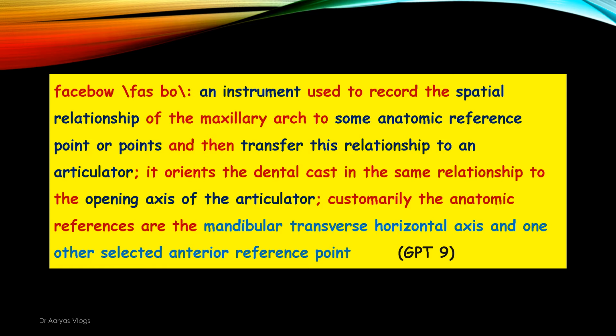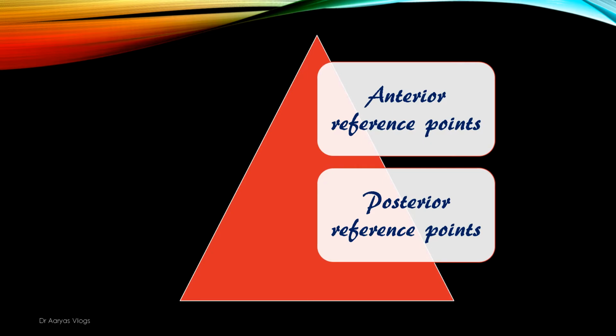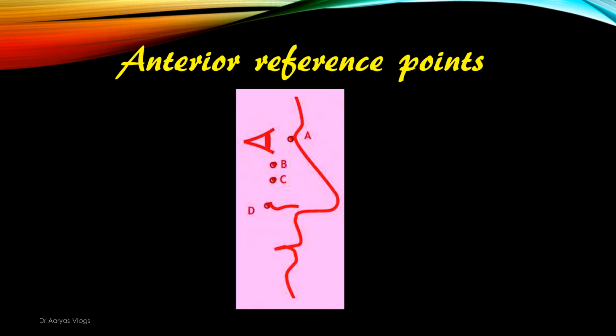So, let's discuss what those reference points are. There are two types of reference points. First one is the anterior reference points and second one is posterior reference points. What are those anterior reference points? In this picture, it shows various anterior reference points. Let's discuss them in detail.